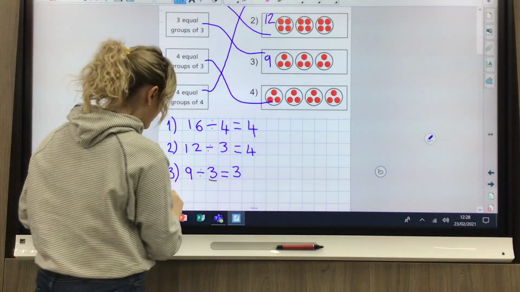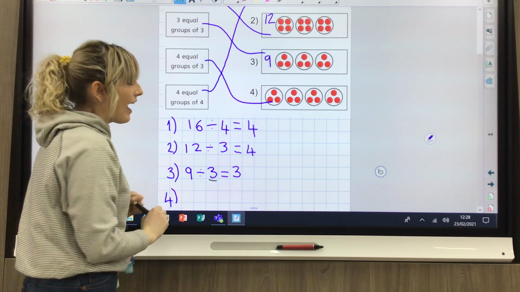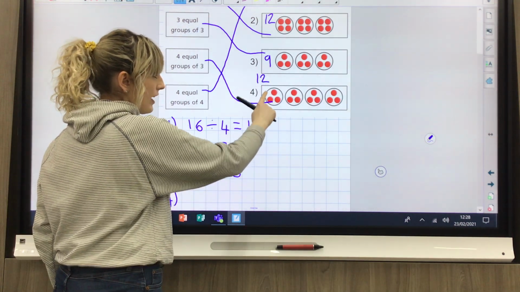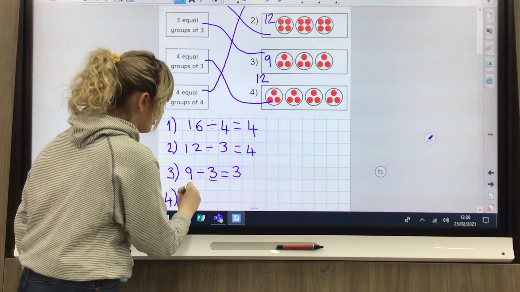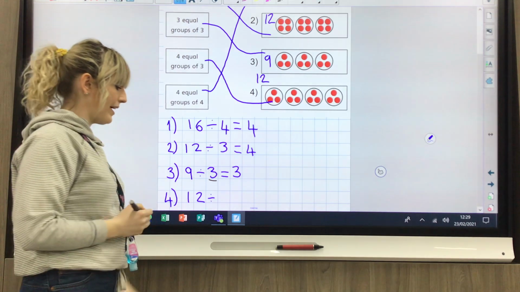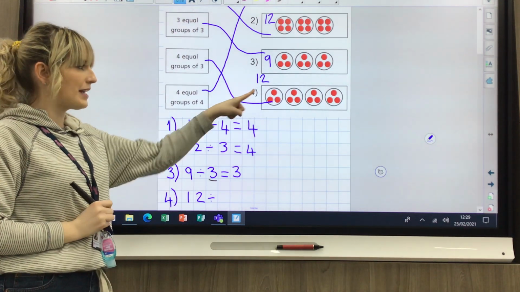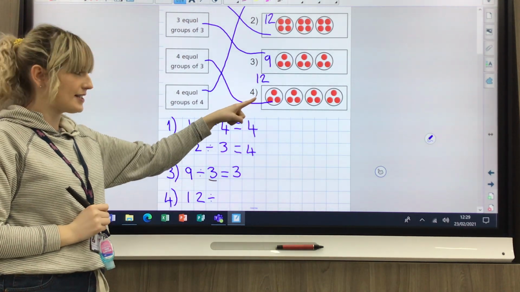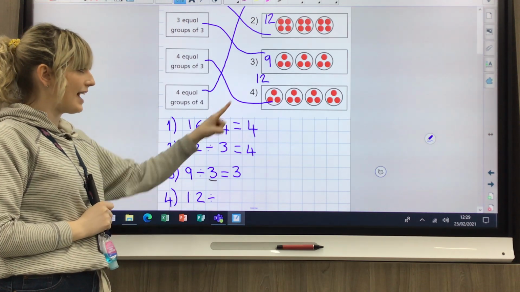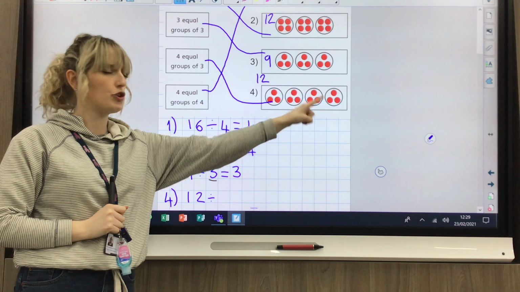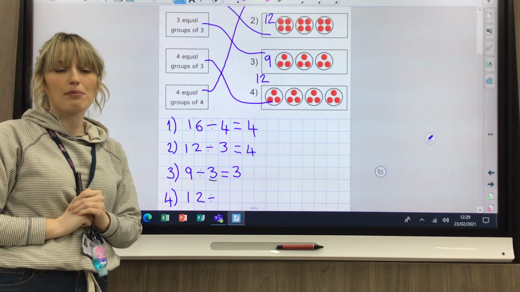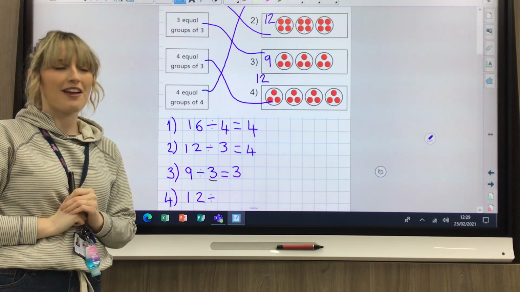So, number 4. I've got 12 counters all together. Okay, there are 12 counters in this picture. On your whiteboard, can you write me a division number sentence to match that picture? So 12 divided by what? So how many groups have we made? Write it down for me and then press play on your video.